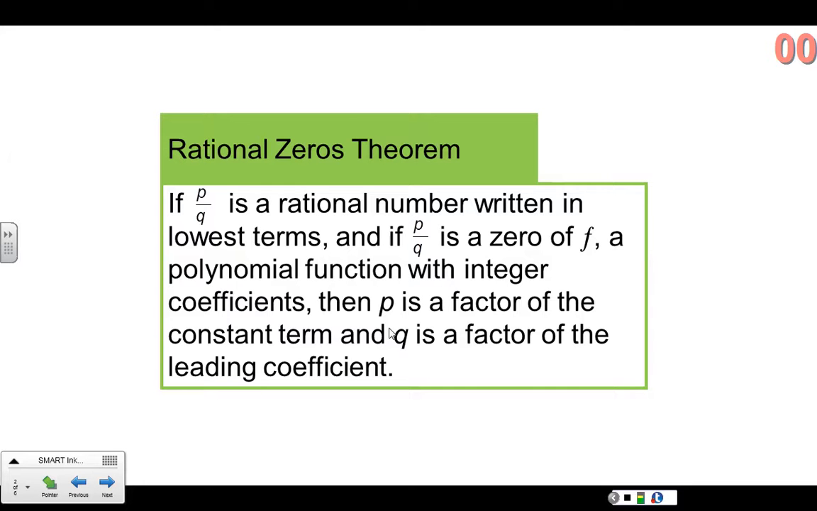So, in other words, what we're going to do is find all the possible rational zeros of a function. P is going to be all the factors of the constant term of the polynomial. Q are going to be all the possible factors of the leading coefficient of the polynomial function. Let's look at an example.